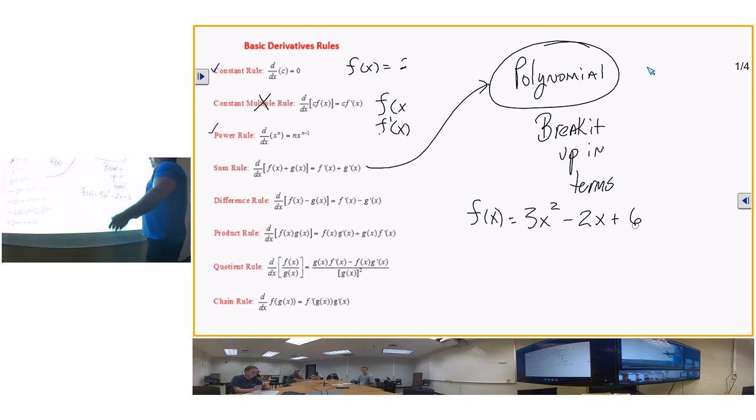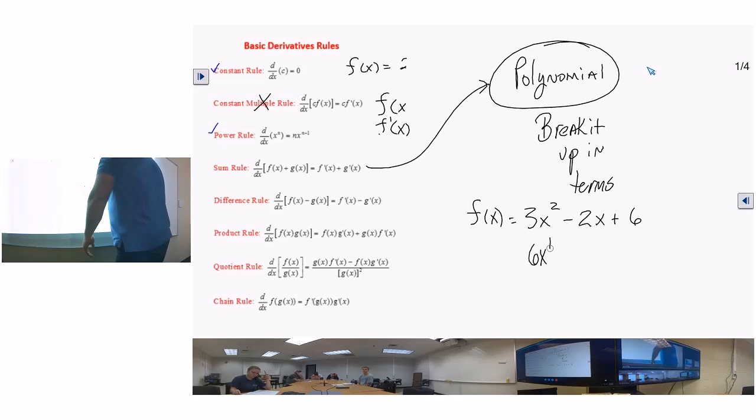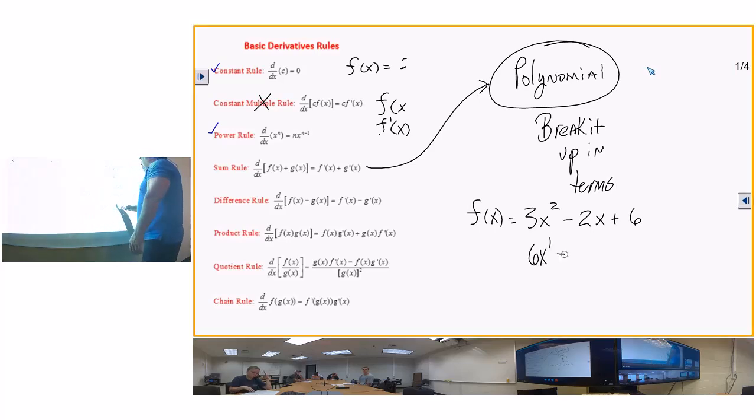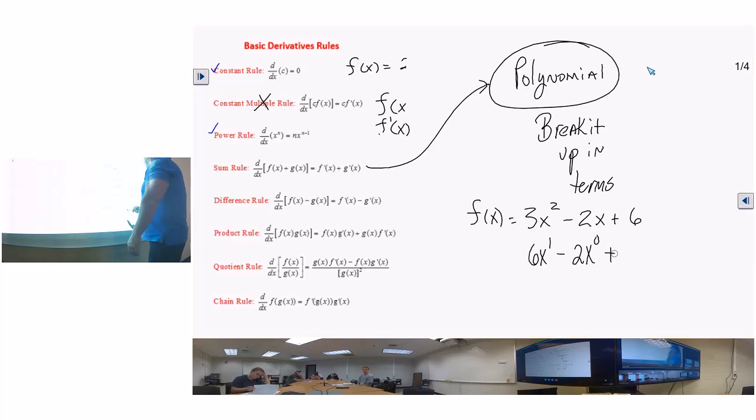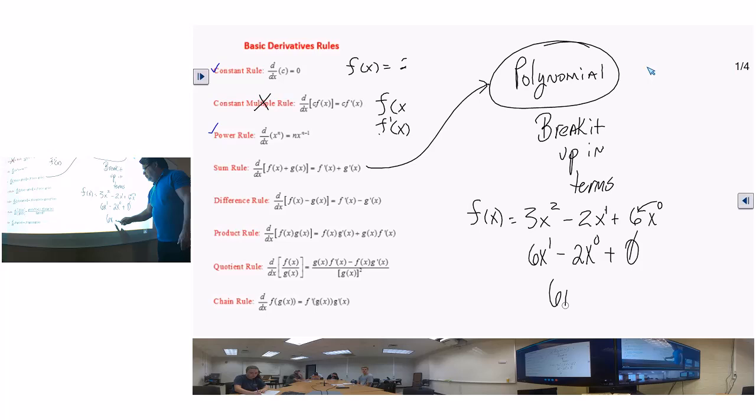Okay, so this would be 6x to the first, minus 1 times 2 is 2, x to the 1 minus 1 is 0, plus, this is x to the 1, so 1 times 1 times x to the 0, so that'd be what? 0. So 6x minus 2.